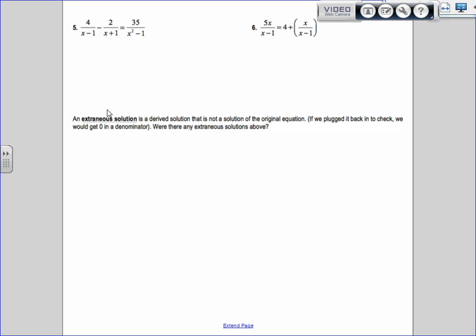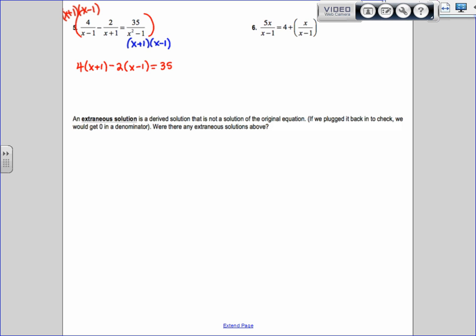So on this one, I have a denominator, which is x squared minus 1. Well, that factors into x plus 1 and x minus 1. So that's going to be my least common denominator. So I'm going to multiply my entire equation by x plus 1 times x minus 1. On the first one, my x minus 1s are going to cancel, so I get 4 times x plus 1. On the next one, my x plus 1s cancel, so I have negative 2 times x minus 1. And on the last one, both the x plus 1 and x minus 1 cancel, so I get 35.